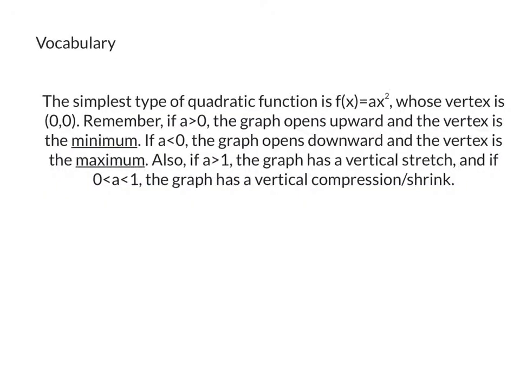A little more vocabulary. The simplest type of quadratic function is f of x equals ax squared, whose vertex is (0, 0). So that's the parent quadratic function. Remember, if a is greater than 0, the graph opens upward, and the vertex is the minimum. So let me write a couple of things. I mentioned that this one was the parent. If it opens upward like that, I kind of missed my origin, but it's okay, then this point here is called our minimum.